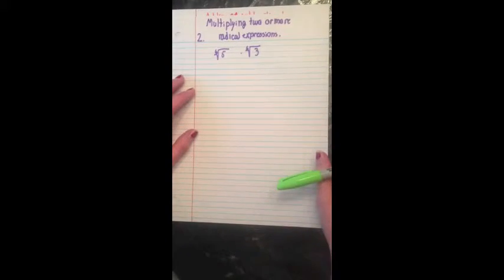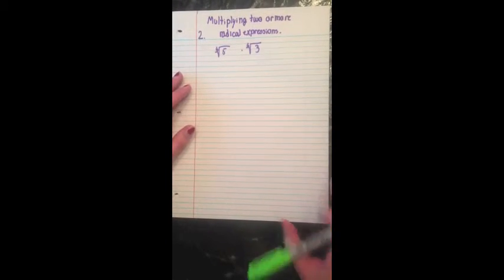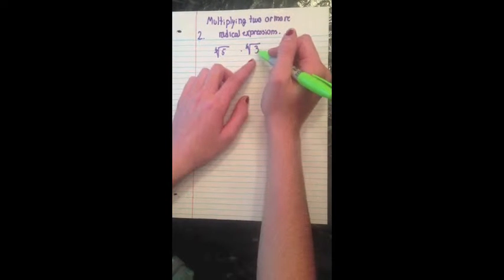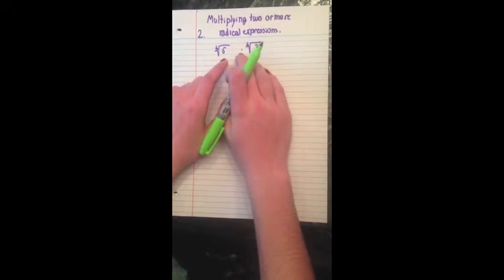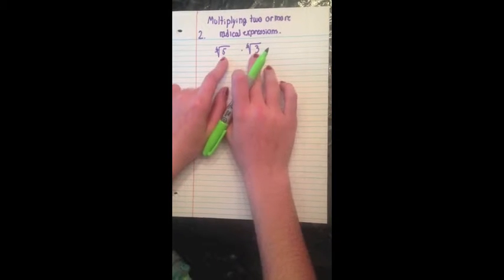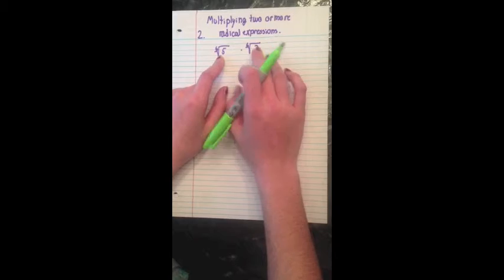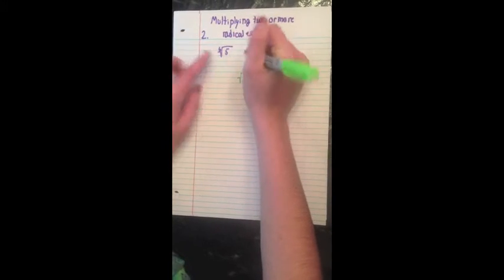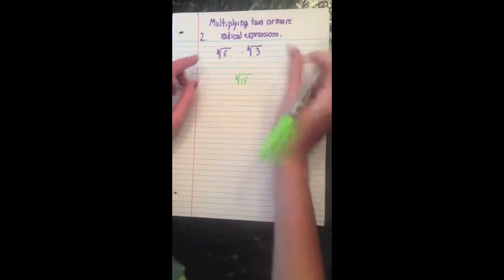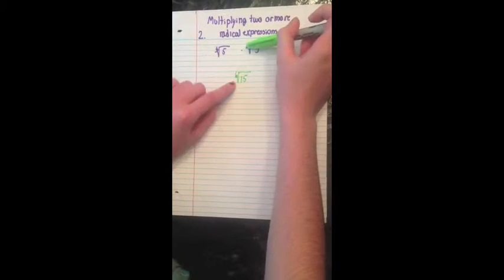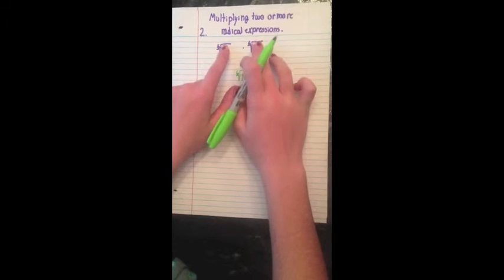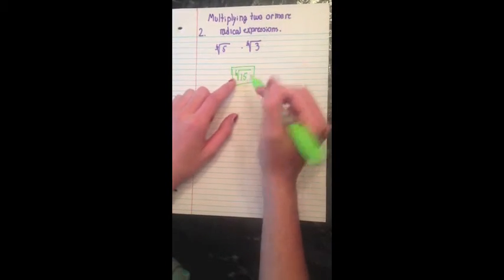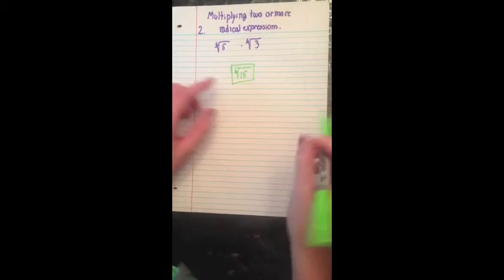Alright, next one. Multiplying two or more radical expressions. So we have the 6th root of 5 times the 6th root of 3. Since we're multiplying, it doesn't matter if we have the same base or not. So we can just go ahead and multiply them. And we keep it under the radical, and we keep the same index. Make sure you don't multiply the index too, because you're just multiplying the bases. And your final answer will be the 6th root of 15.